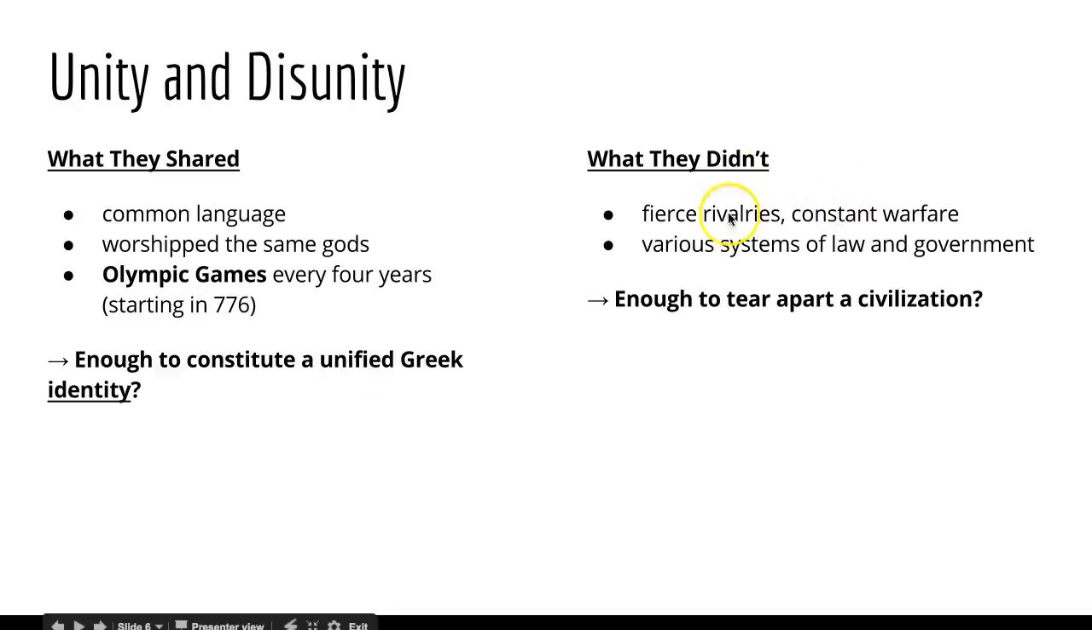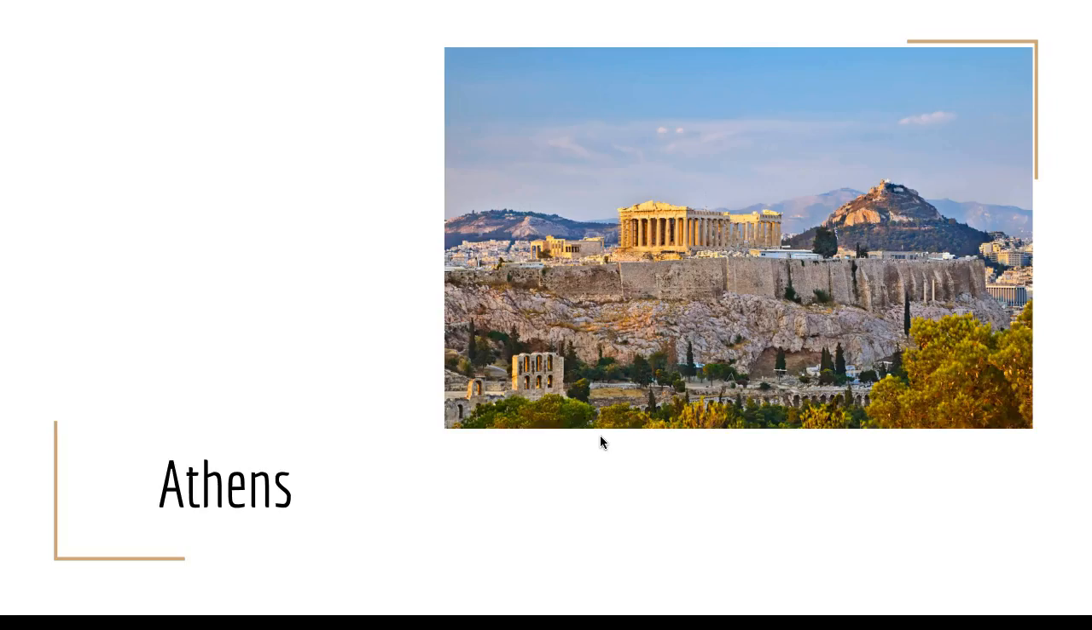Things they didn't share were a fierce rivalry for each other, and there was constant warfare between these groups for competing resources or strength and power, things like that. And they had various systems of law and government, which was probably a big reason why they weren't able to stay so unified. However, was it enough to tear apart the entire civilization? So these two questions are important questions to be thinking about as you understand how similar and different these two groups were. Let's start with Athens.